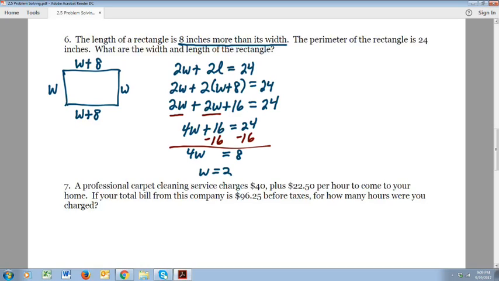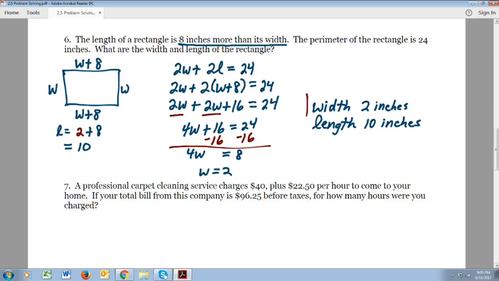So let's see, we need to find the length now. So we know the length is W plus 8, so our W we found to be 2, and so our length is 10. So your answer is going to be, the width is 2 inches and the length is 10 inches.